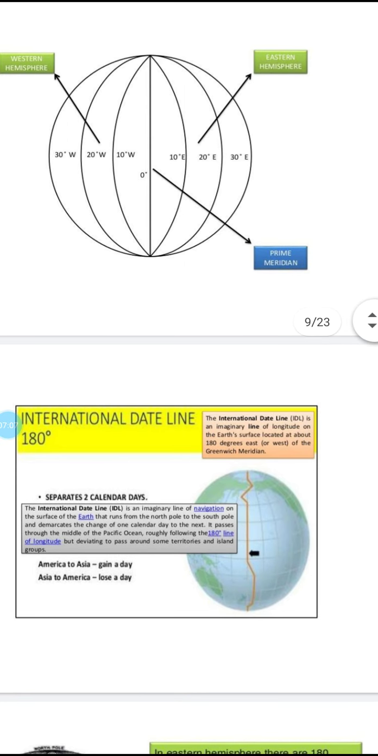What is said? The international date line is an imaginary line of navigation on the surface of the earth that runs from the North Pole to the South Pole and demarks the change from one calendar day to the next. What is it used for? It is used for the change of day. When one day is completed with day and night, then the next day will come. So that is called the international date line. So the date is changed after this.